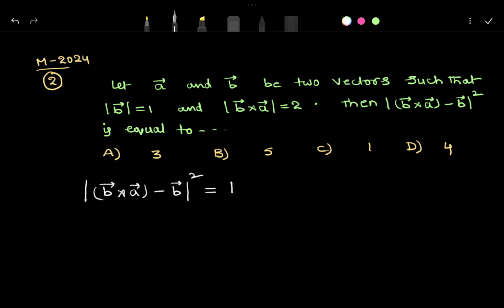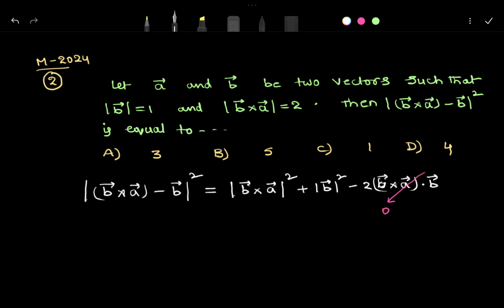Now you expand this value: modulus of b bar cross a bar whole squared, plus modulus of b bar whole squared, minus 2 into (b bar cross a bar) dot b bar. You know the last value will be equal to 0 because of the scalar triple product: if any two vectors are equal, that value will be 0. This value will be 0.